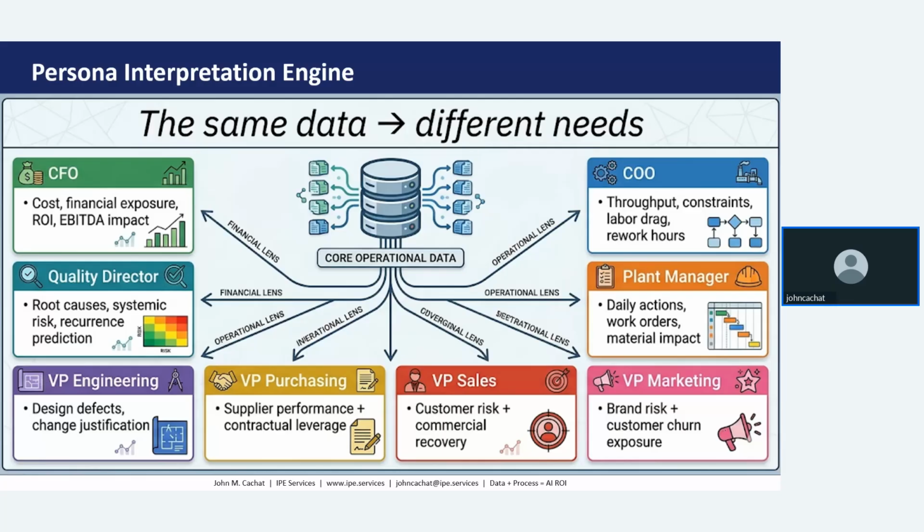So instead of giving a one-size-fits-all answer, the engine interprets the user's persona. Are you an operator? Are you a supervisor? Are you an engineer? Are you in quality? Are you in finance? Are you in HR? And it adapts the model's reasoning to match that persona's priorities, their vocabulary.